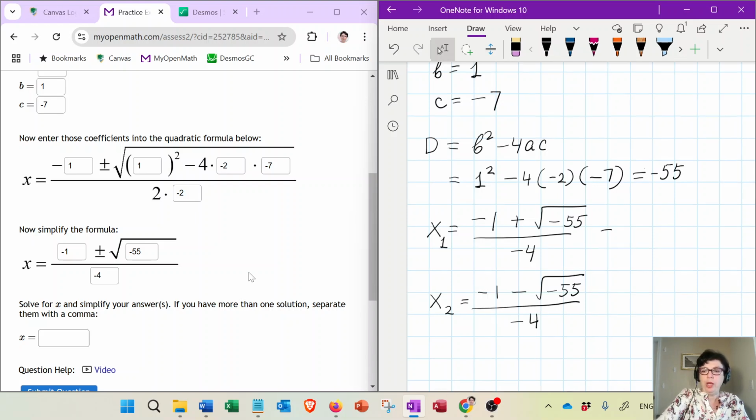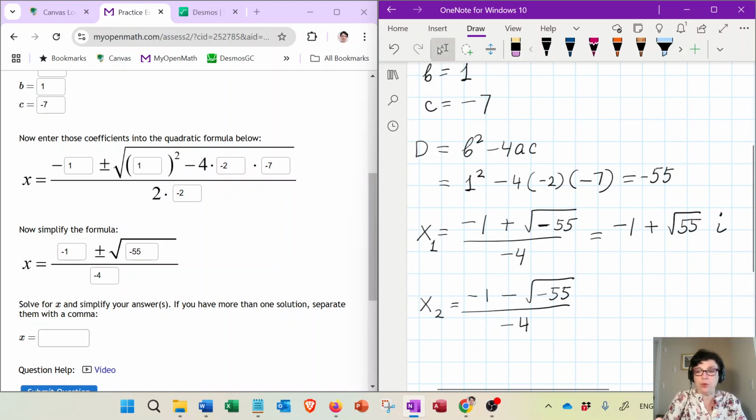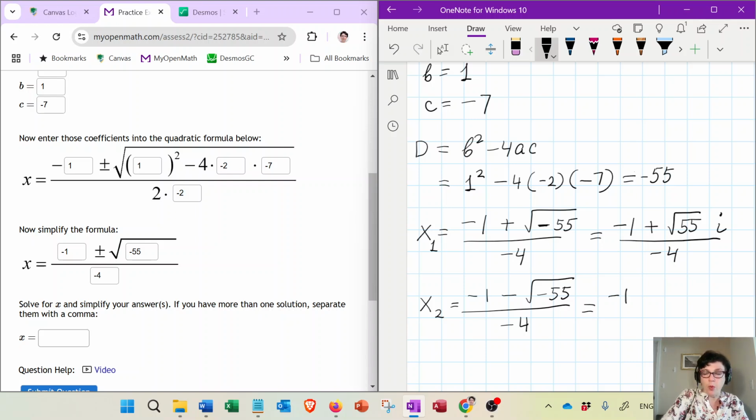What you need to do is understand that when you see a negative under the square root, if you want to get rid of it, just imagine that that negative just disappeared up in the air. Make it an i. i is that imaginary unit. So I will get negative 1 plus square root of 55, but there's no negative anymore. It now jumped out of the square root and became i. Okay, and then we divide that by negative 4. Here it'll be the same thing. So negative 1 minus square root of 55 i divided by negative 4.